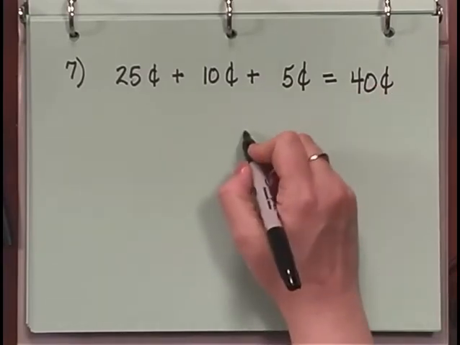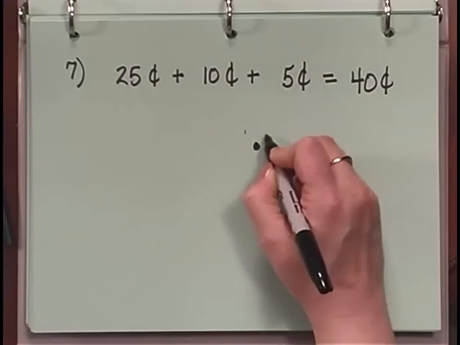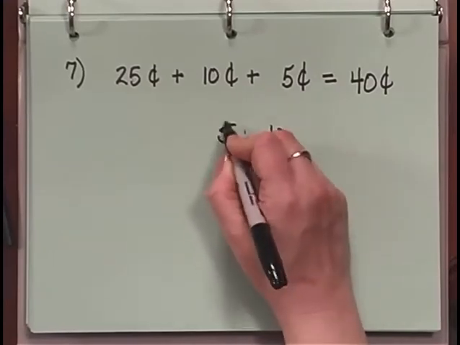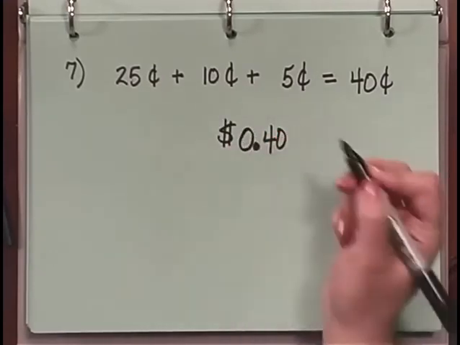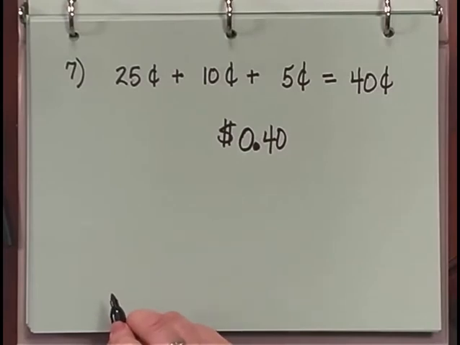Now we want to write that using a dollar sign. So again, that's $0.40 with a dollar sign. And then we place the customary zero out front, which tells us we don't have any dollars.